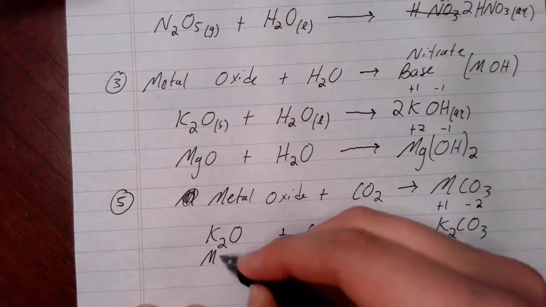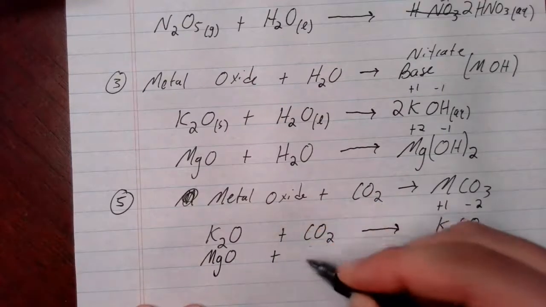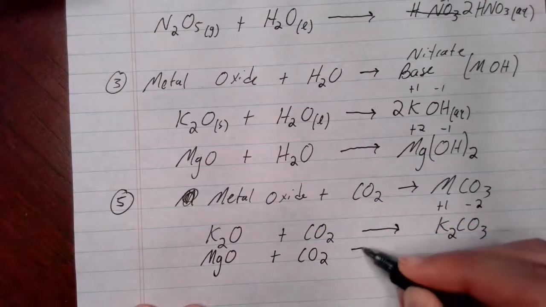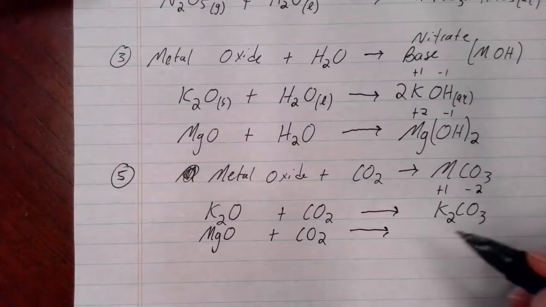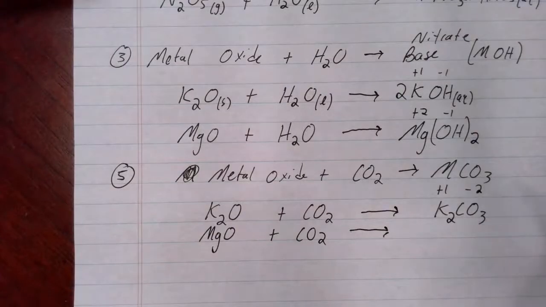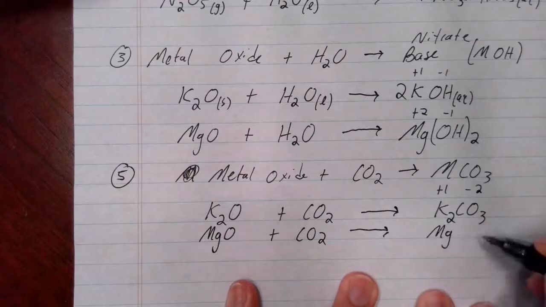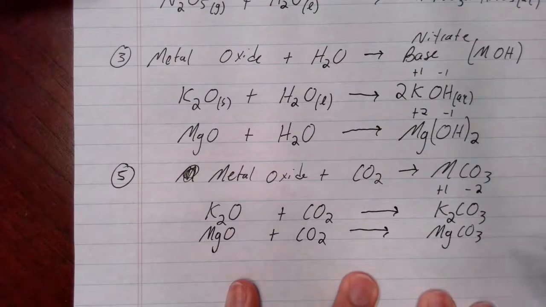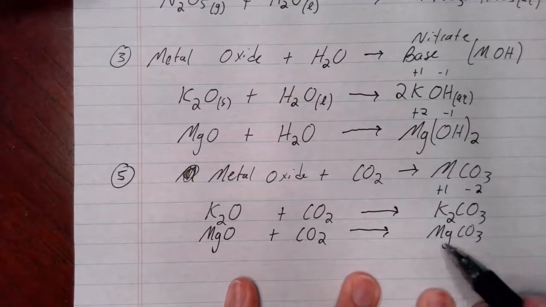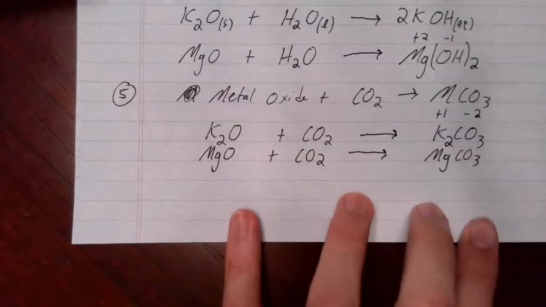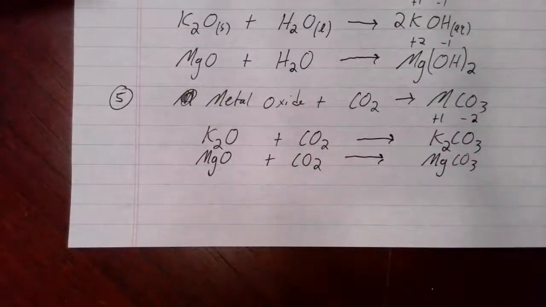Let's try one more of these. Let's try MgO plus CO2. Again, you have to recognize a metal oxide plus carbon dioxide, so we're going to have a metal carbonate. MgCO3. Double check my charges, plus 2, minus 2, they cancel out, so I'm in good shape there. Go back and make sure it's balanced. It is, so we're in good shape.